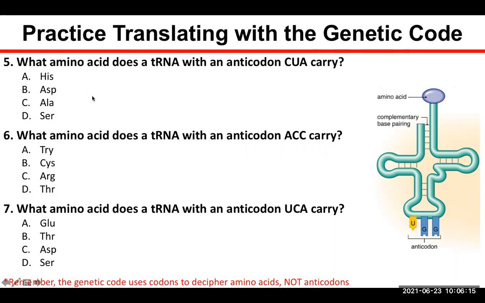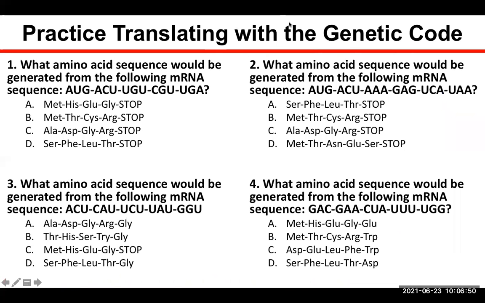The question I'm going to have is, if this tRNA carries some kind of anticodon, I'll give you that sequence. I want you to tell me what is on this end. You're basically going to have to work a little bit backwards. Just remember that the genetic code uses codons to decipher amino acids, not anticodons. I'm giving you an anticodon, so you're going to have to work backwards, figure out what the codon is, and then use that codon to figure out what the amino acid is. Do you guys have any questions about this before I break you guys out?